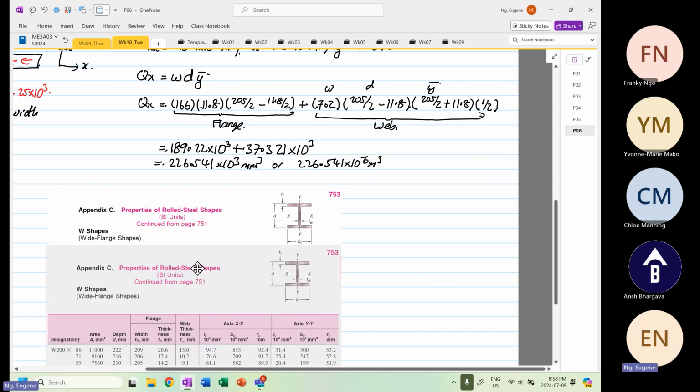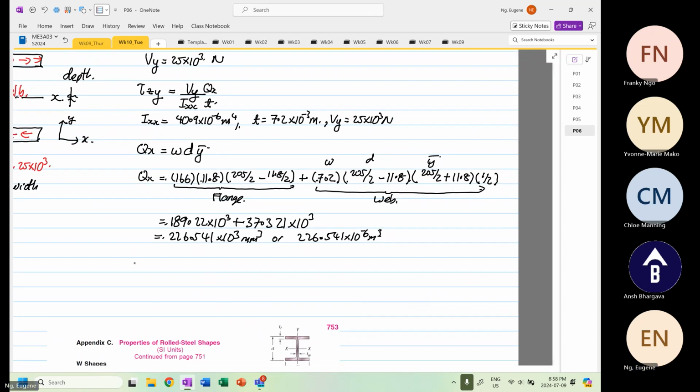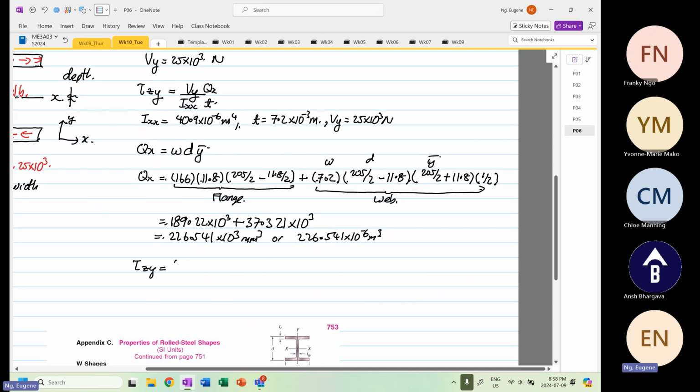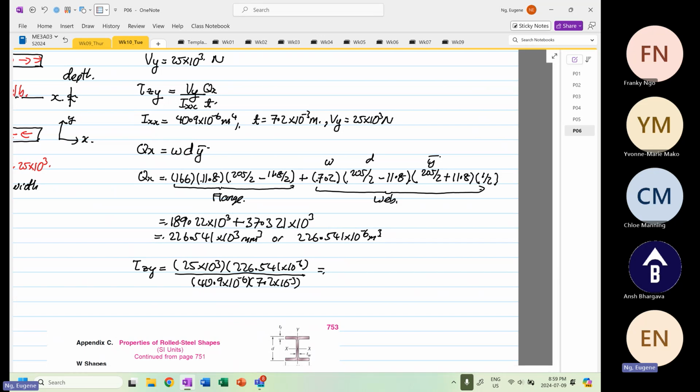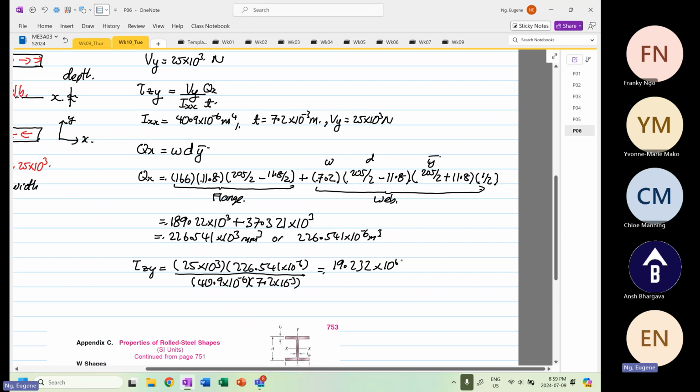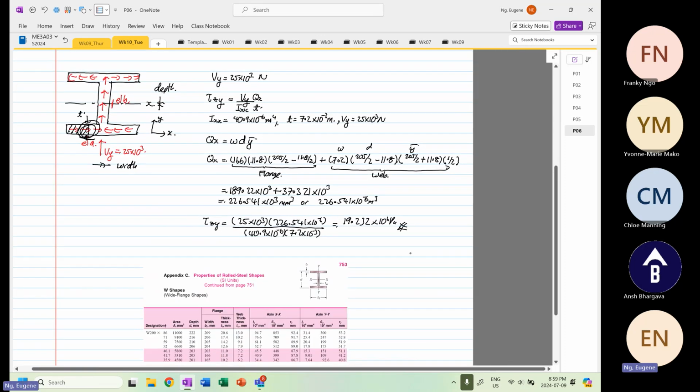Okay, so from here we directly calculate our shear. We have all the values. So this is equal to 25 times 10 to the power 3, times 226.541 times 10 to the power minus 6, divided by 40.9 times 10 to the power minus 6, and the thickness is 7.2 times 10 to the power minus 3. This is equal to 19.232 times 10 to the power 6 Pascal. Okay, so I'm going to stop here. So these are the shearing stresses acting for element B.